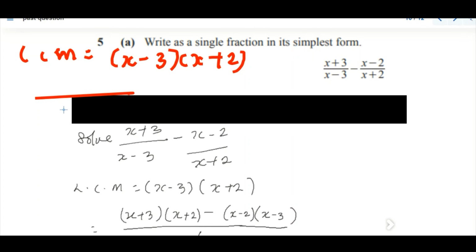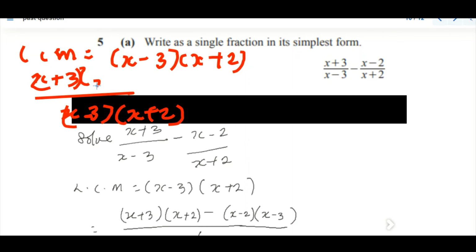Now let's have it as x minus 3, x plus 2. Now x minus 3 can go into x minus 3, right? So we have what left? x plus 3 and x plus 2. Now x plus 2 can go into x plus 2, so we have x minus 3 here, so we are going to have x minus 3. Let's close the bracket. x minus 2.